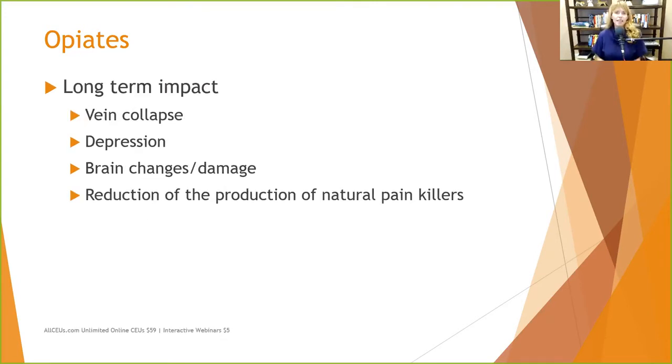Long-term impact: vein collapse, depression, brain changes, and damage from monkeying with the neurotransmitters. Now, a lot of times these brain changes can be reversed over time. A lot of people who are addicted to opiates get off of them and their neurotransmitters stabilize, and then you can figure out what you're dealing with. And again, it reduces the production of natural painkillers.